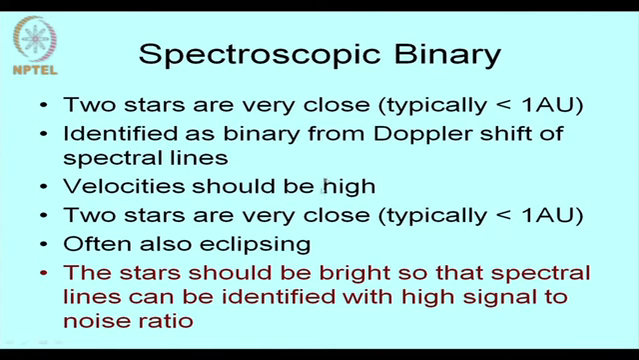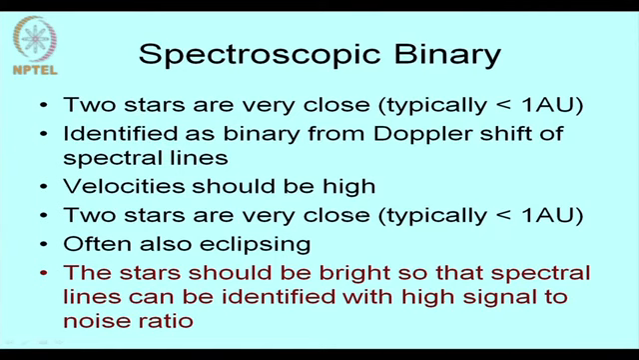Further, the stars should be bright so that the spectral lines can be measured with a high signal to noise ratio. After all, you have to determine the Doppler shift of the spectral lines, and for this you require very high signal to noise ratio spectral lines from the stars. So, the stars have to be bright. Now, very often spectroscopic binaries are also eclipsing.